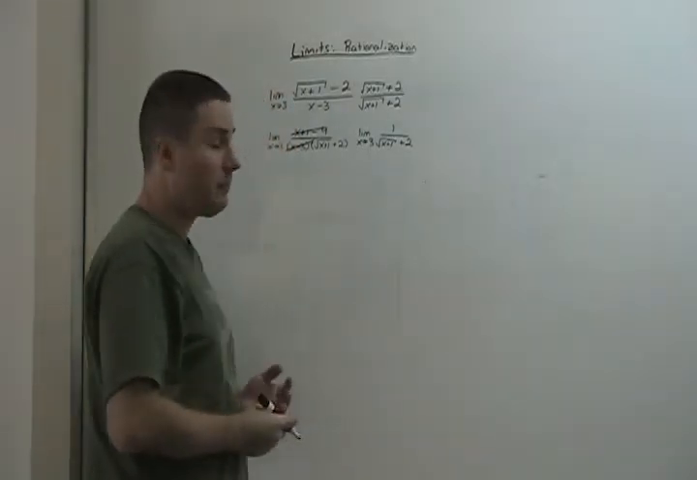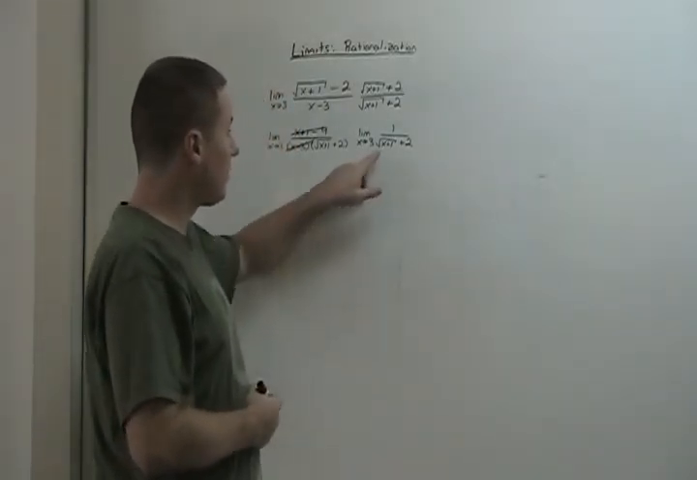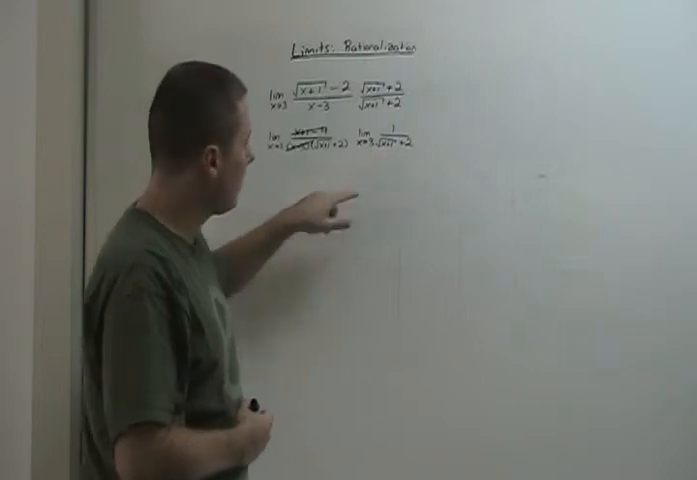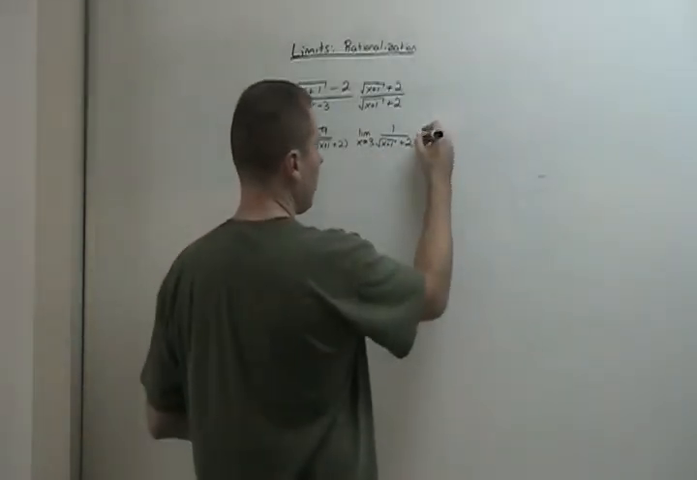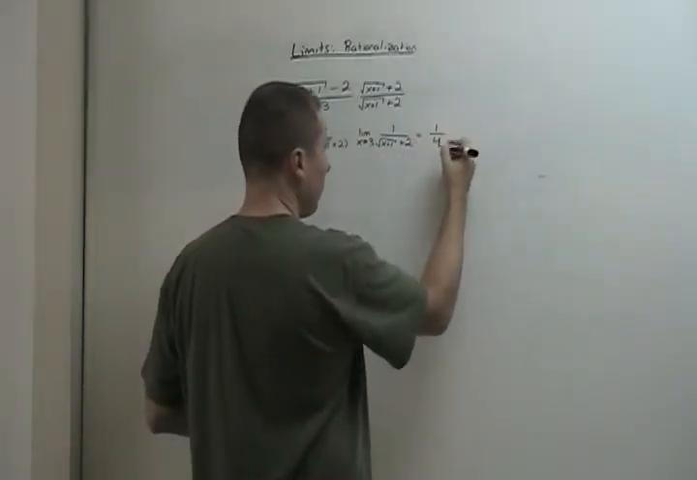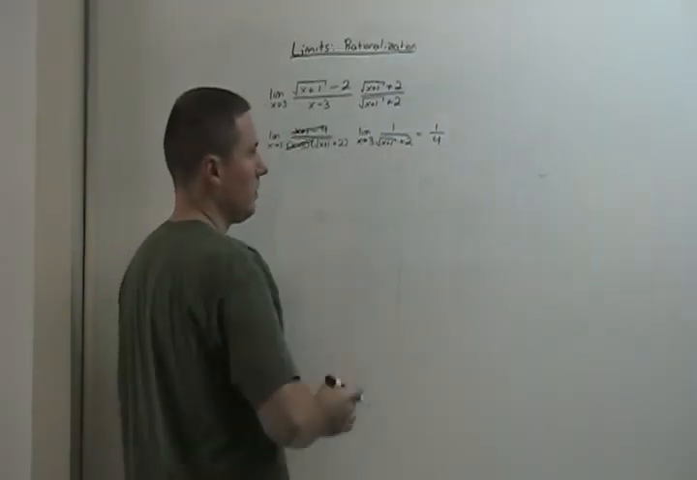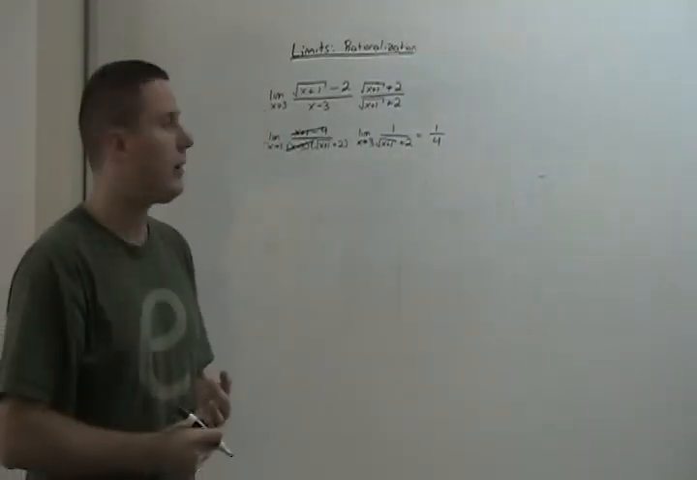Now we can plug in again. Get rid of the square root. So 3 plus 1 is 4. Square root of 4 is 2. So we get 1 over 4. There's 1 over 2 plus 2. And that's your limit. Okay?